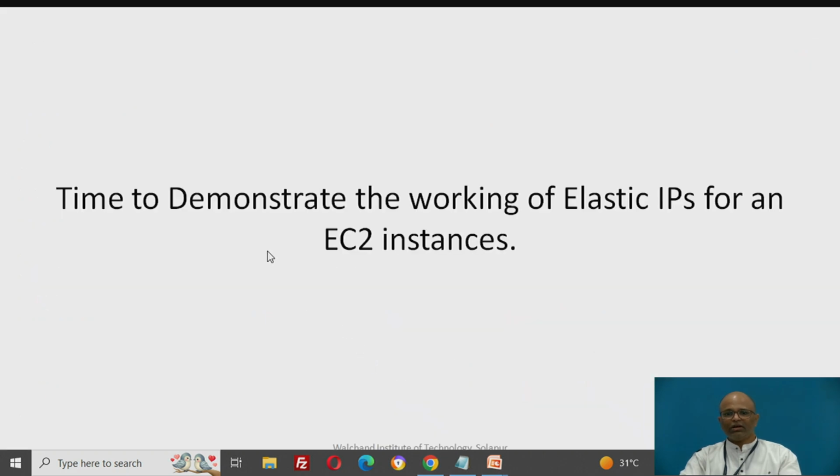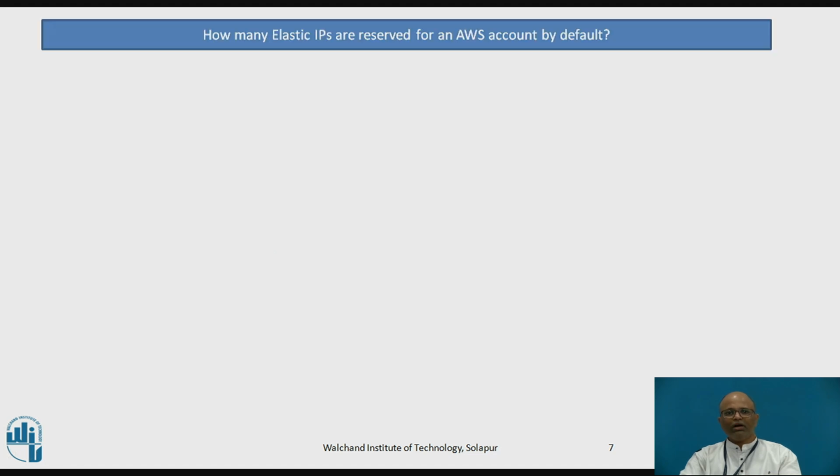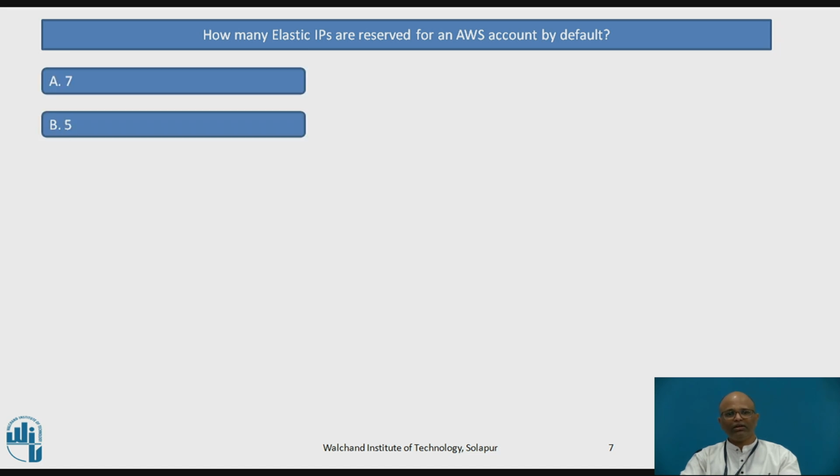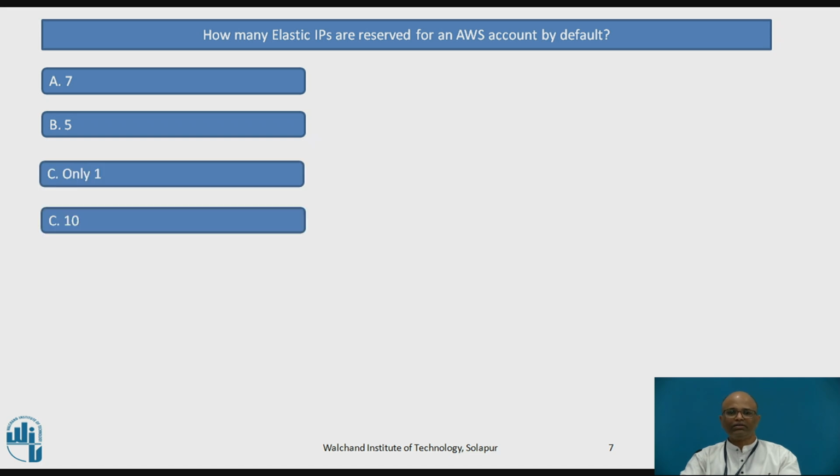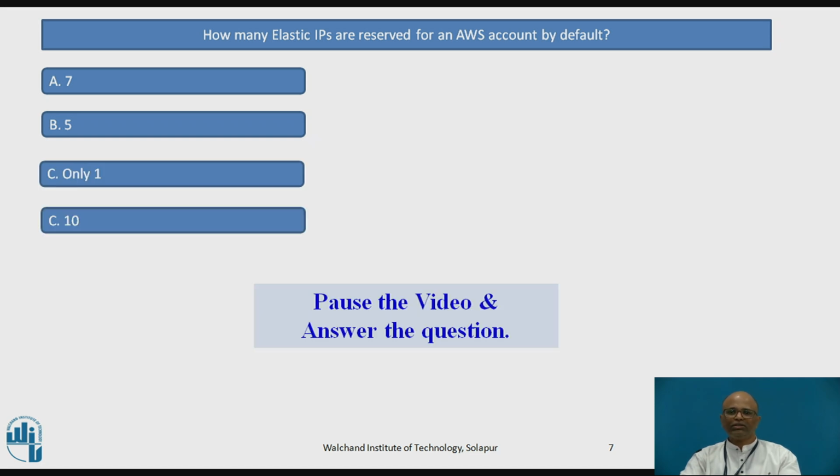Now, take a moment to answer this question. How many elastic IPs are reserved for an AWS account by default? Is it 7? Is it 5? Is it only 1? Or is it 10? You can pause the video and answer the question. So the right answer is B, which is 5.